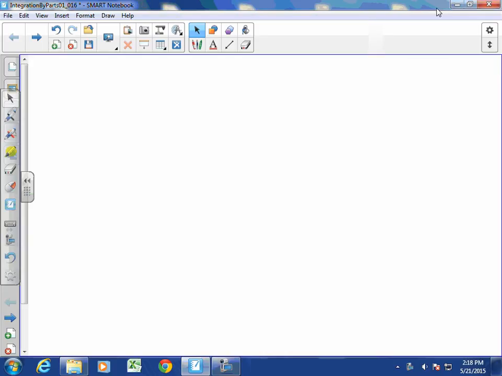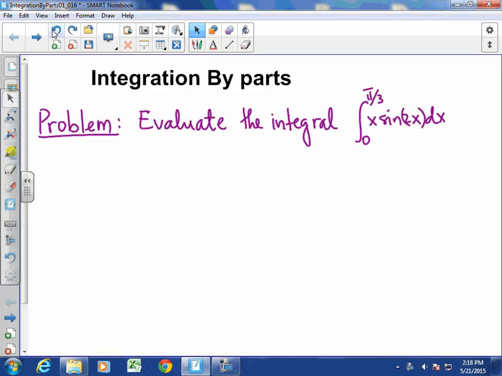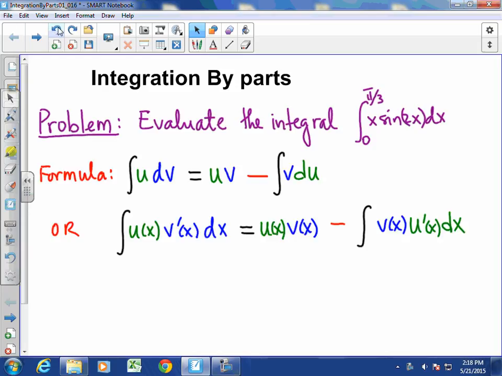In this video, we are going to use the integration by parts formula. Here's the problem. Evaluate the integral from 0 to pi over 3 of x sine 2x dx. Let's remind ourselves what the integration by parts formula is. So it is written here.